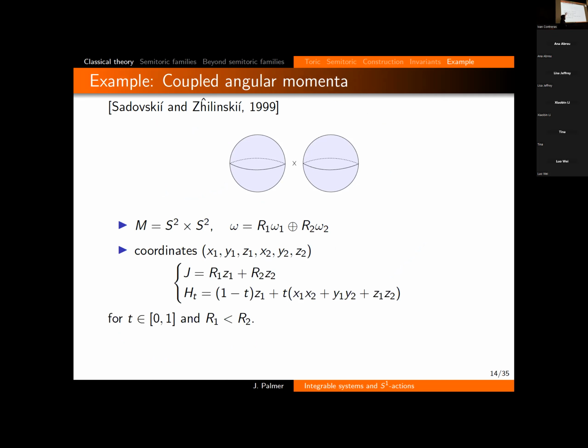So this is essentially the example I had before. I have a product of spheres. And now I have the same J as before. There are these parameters R1 and R2, which aren't too important. But I have a family of integrable H's. So it's a 1-parameter family of another function, which Poisson commutes with J. And if you start with t equals 0, J induces an S1 action, and H also induces an S1 action. So you have a toric integrable system when t equals 0.